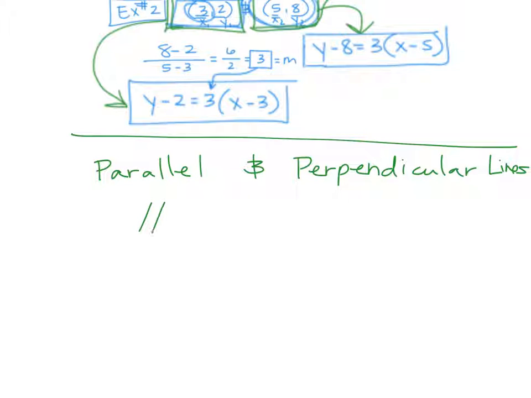So parallel, we often mark with two slanted lines to show that they're parallel. What you need to know for parallel lines is their slopes are what? Same. The same. But because their slopes are the same, that means their y-intercepts have to be different. Because if their slopes are the same and their y-intercepts are the same, what happens? Same way. It's the same line.